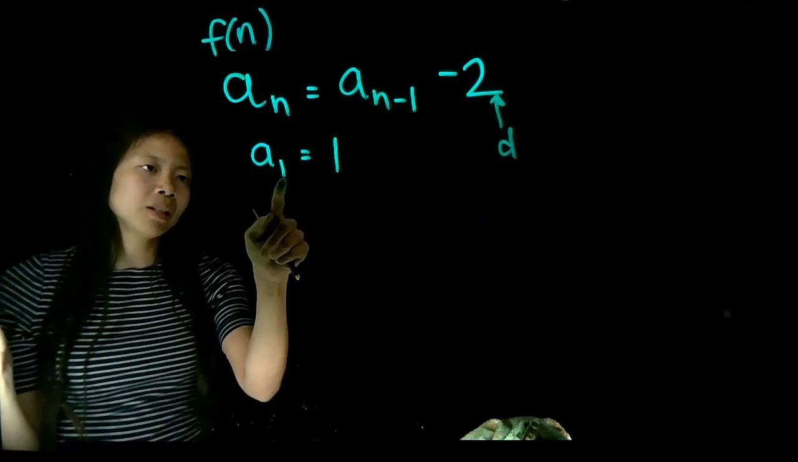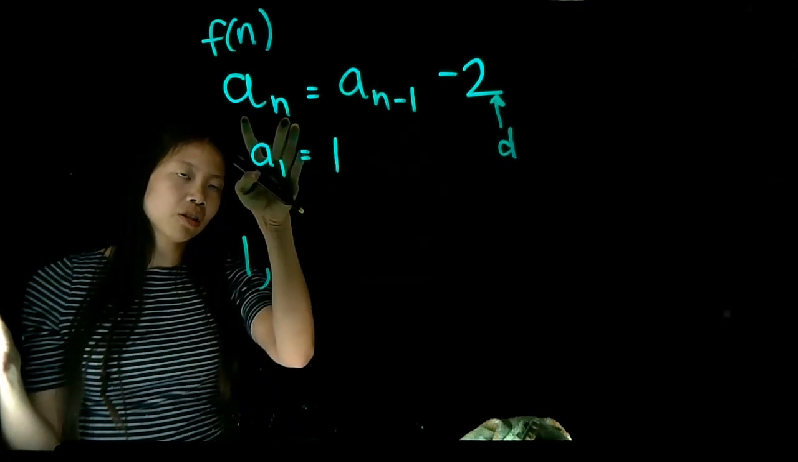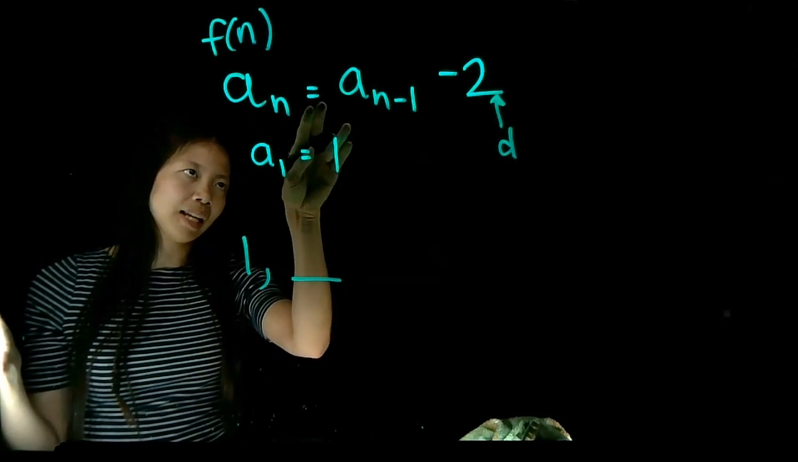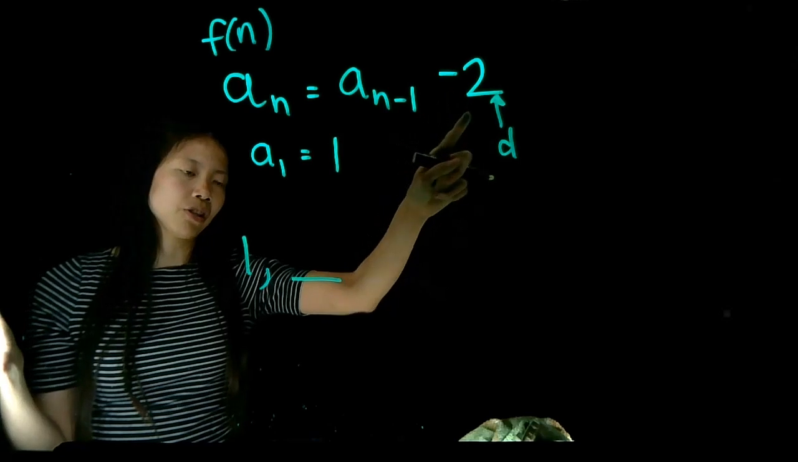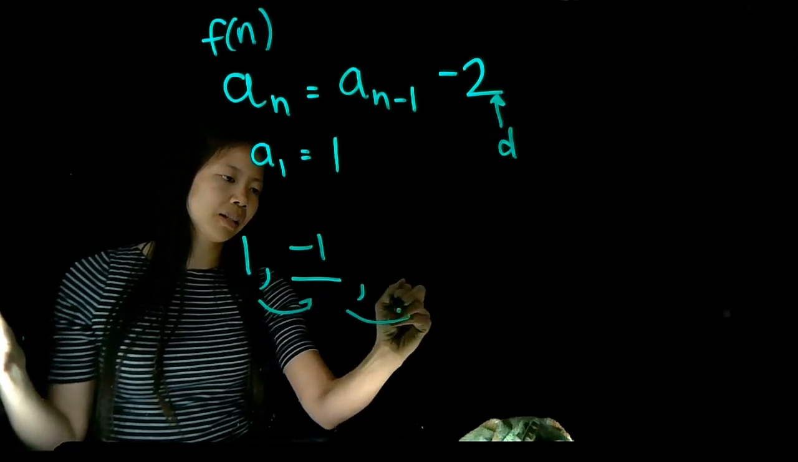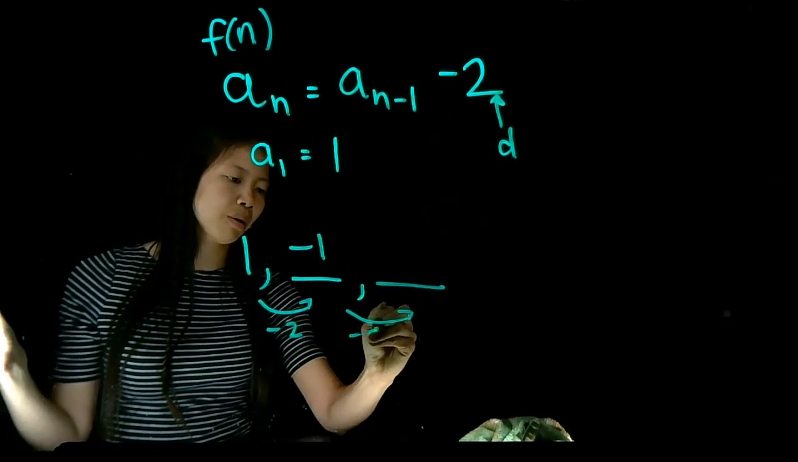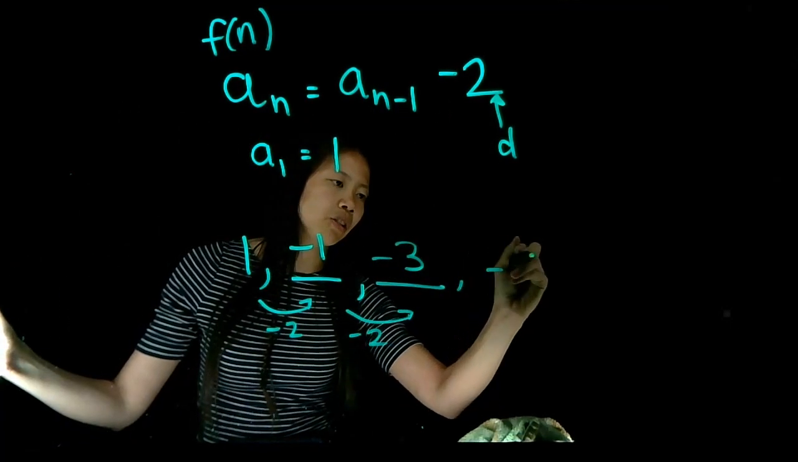So a sub 1 is my first term, so my first term in my list is 1. And in order to get my next term, or my current term I'm on, I have to take the previous term, and I have to minus 2. So 1 minus 2 is negative 1. And then we can just continue the pattern, get my next number. I have to take the previous one, I have to minus 2. So just subtracting 2 every time gives me negative 3, and then we can just go from there.